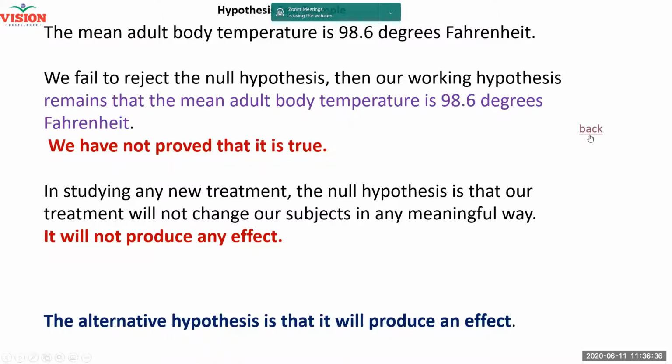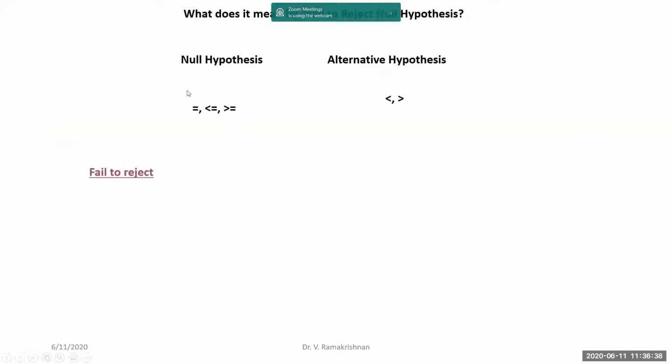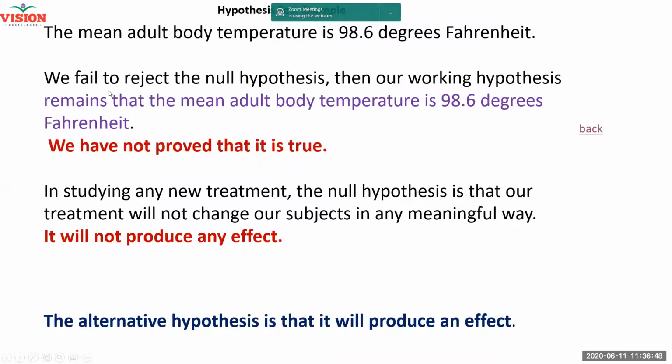It will produce an effect. Now, we know that the null hypothesis is this, and the alternative hypothesis is less than or greater than, just the opposite of it. We say that we fail to reject. We know that fail to reject means we have not proved that the null hypothesis is true.